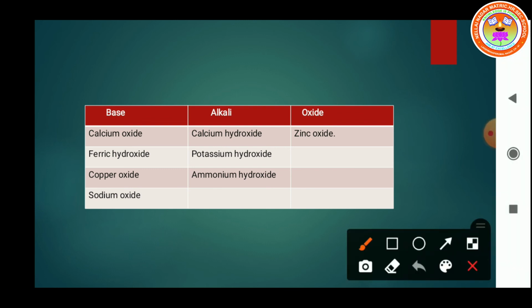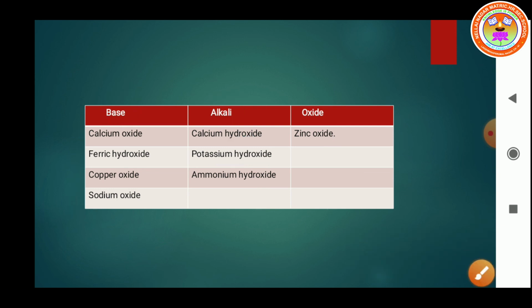Yes, these are all bases. What are the bases? Calcium oxide, the second one is ferric hydroxide, the third one is copper oxide, and the fourth one is sodium oxide. These are all bases. And what are the alkalis, students? Calcium hydroxide is an alkali, potassium hydroxide is an alkali, ammonium hydroxide is an alkali, isn't it? Which one is the oxide? That is zinc oxide. Okay, now this activity 3 is also clear.